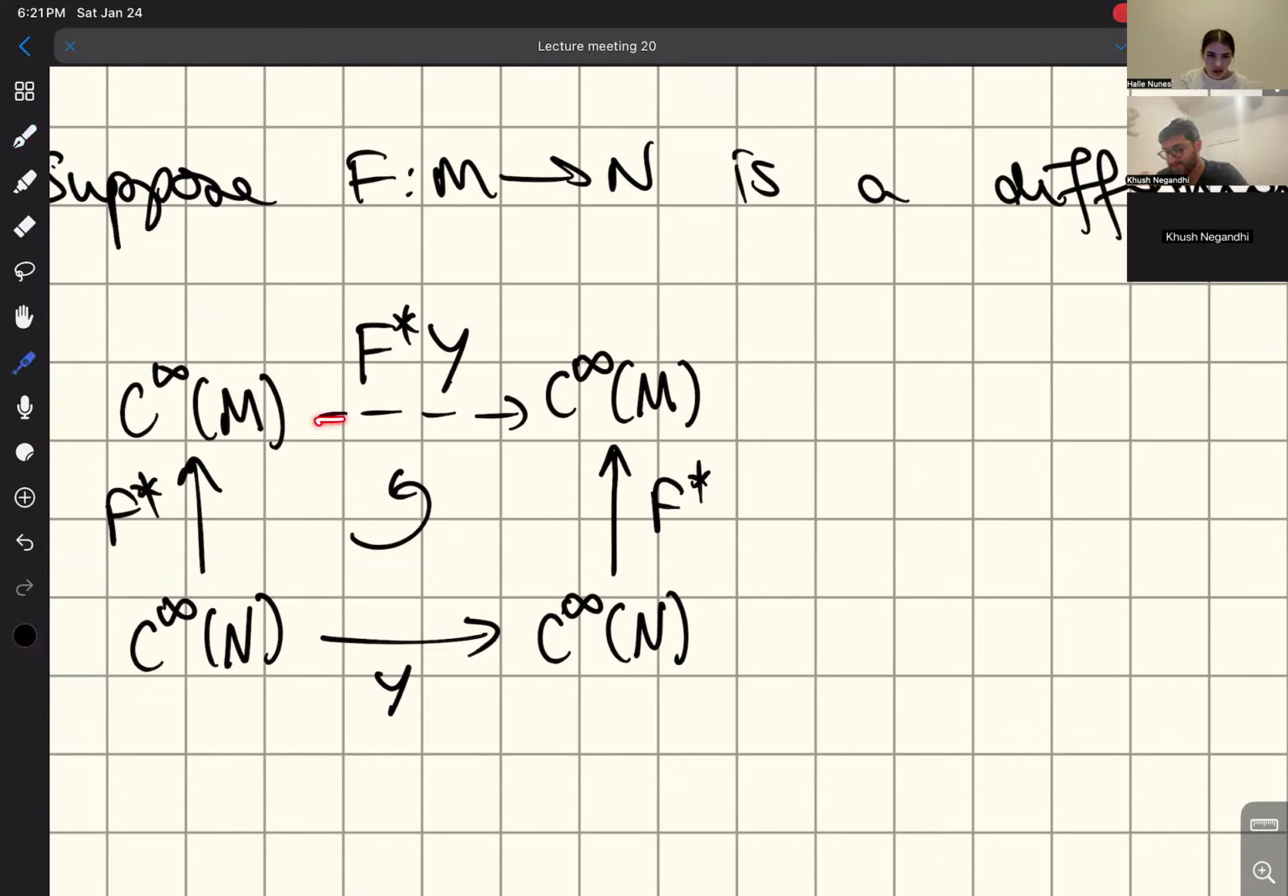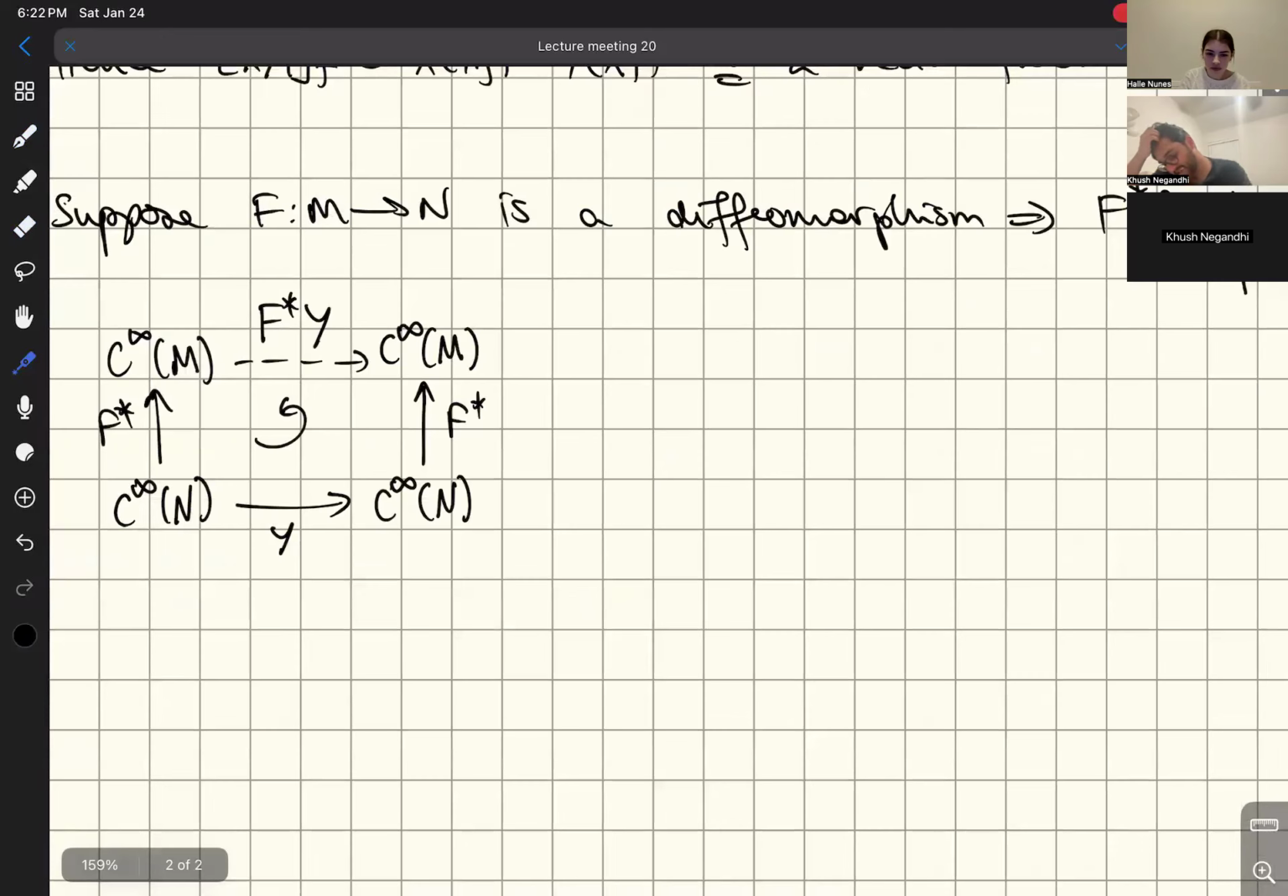So this arrow just means there exists such a morphism. But the idea is simple. The way I'm going to define the pullback vector field is I'll define it on the pullback of functions. Since f is a diffeomorphism, every function is the pullback of some other function, and so I can just define it on the pullback.